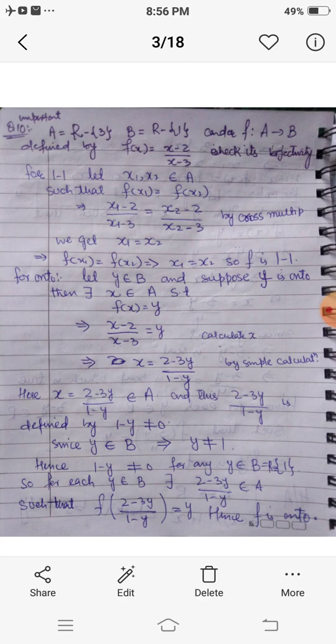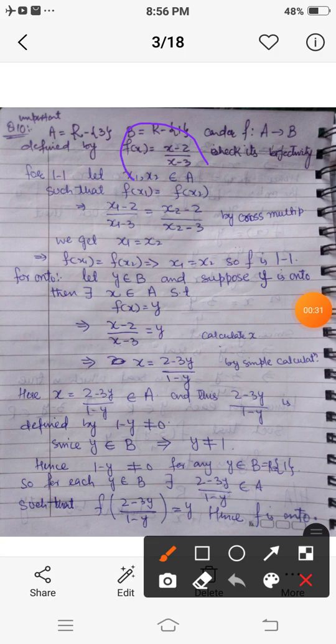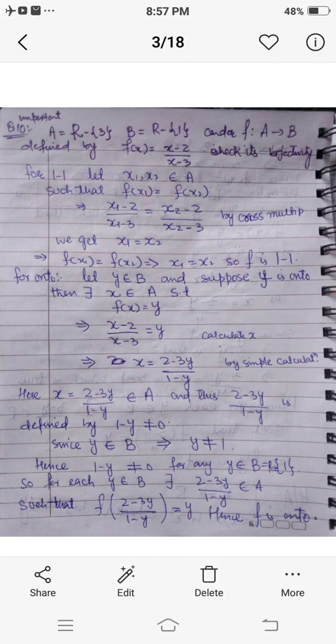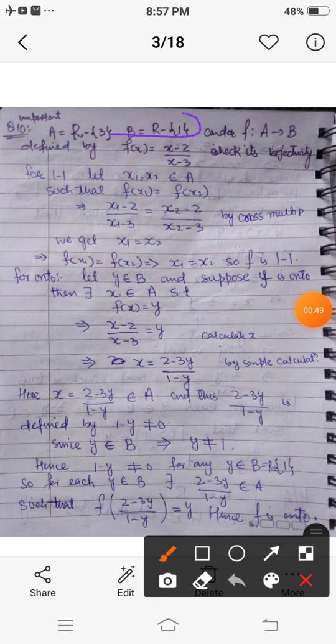But before this, firstly we will discuss the function f of x equals x minus 2 upon x minus 3, and we will check its bijectivity, that is, we will check whether this function is one-one or onto, where the domain is R minus {3} and its codomain is B, which is R minus {1}.